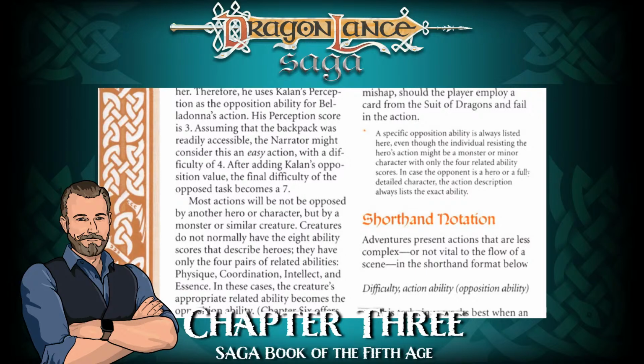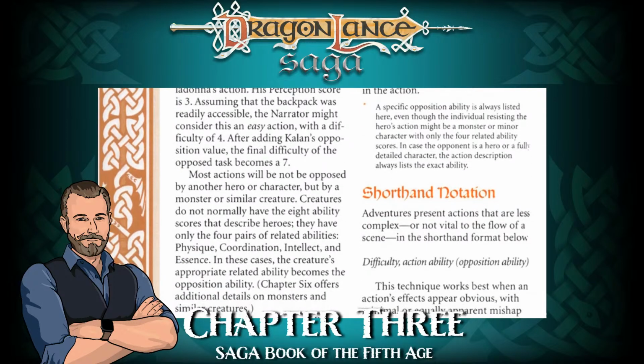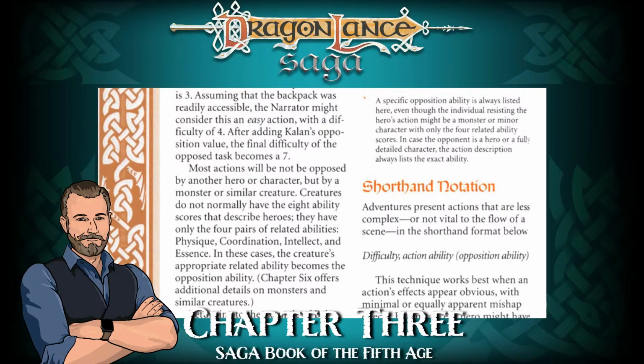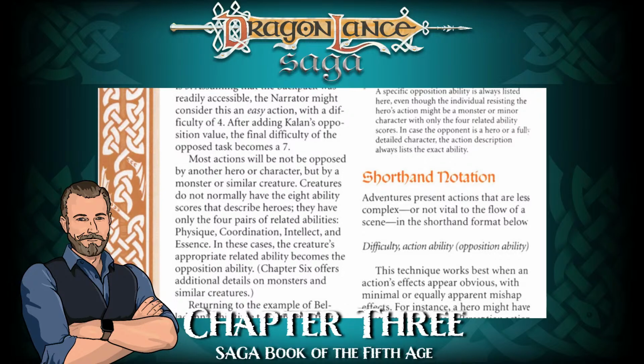Most actions will not be opposed by another hero or character, but by a monster or similar creature. Creatures do not normally have the 8 ability scores that describe heroes. They have only 4 pairs of related abilities: physique, coordination, intellect, and essence. In these cases, the creature's appropriate related ability becomes the opposition ability. Chapter 6 offers additional details on monsters and similar creatures.